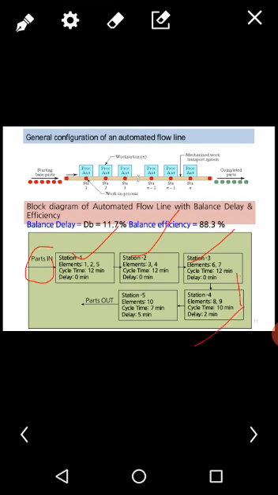Coming to the fourth station, the elements are 8 and 9. Here the cycle time is 10 minutes and its delay period is 2 minutes. Coming to the last station, station number 5, here we have the 10th element, its cycle time is 7 minutes and its delay period is 5 minutes. And finally we get the product out. This is how we need to solve the problem using the largest candidate rule.